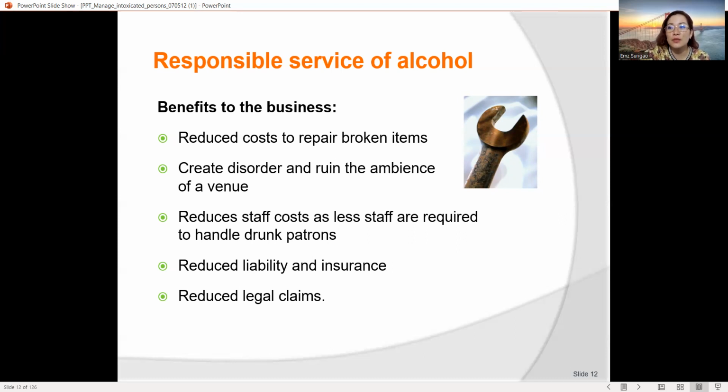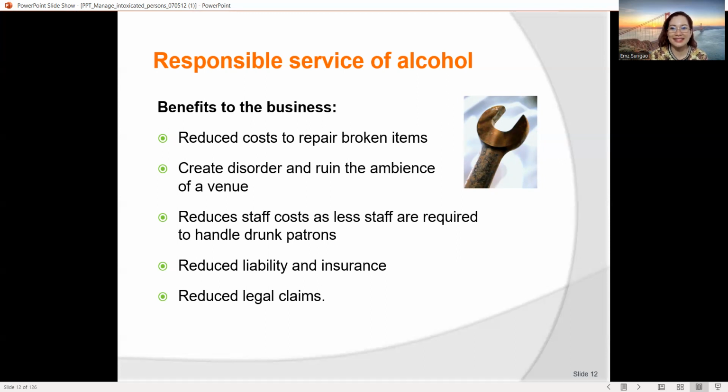Okay, so the more guests that you have and the more intoxicated they are, the more security personnel you will hire, like the ones who manage intoxicated persons, guards and all. So it is a costly matter if you're not having a responsible service of alcohol. Reduce liability and insurance. So it is very important that your restaurants or your establishments and even your staff have insurance.